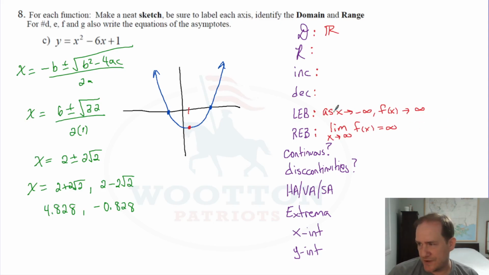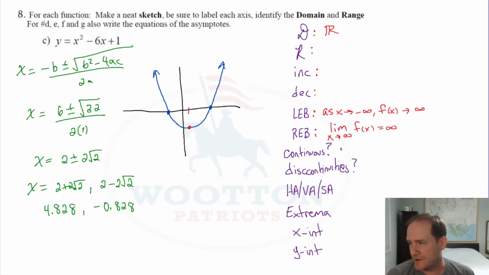These two notations kind of mean the same thing, but again, the notation I used for the left end behavior is kind of Algebra 2 style, and the calculus style for end behavior is for sure to be treating it as a limit. So do that for me, please.